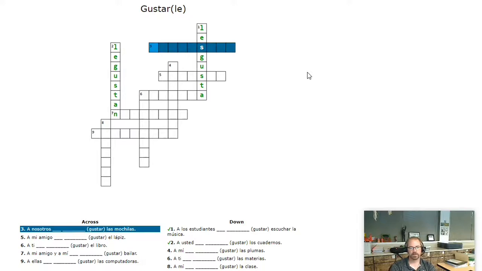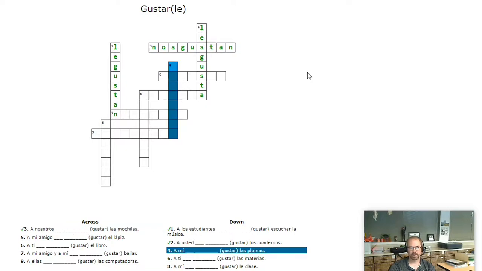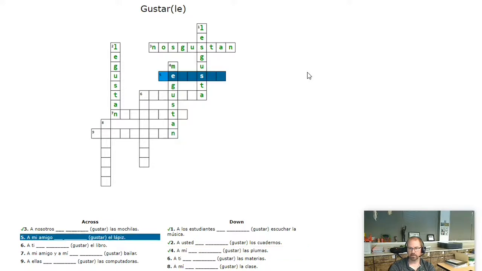Tres horizontal, three across. A nosotros nos gustan. We like the backpacks. Backpacks is plural. That's why I'll use gustan. Cuatro vertical, a mí me gustan. Again, gustan because pens, las plumas, are plural.